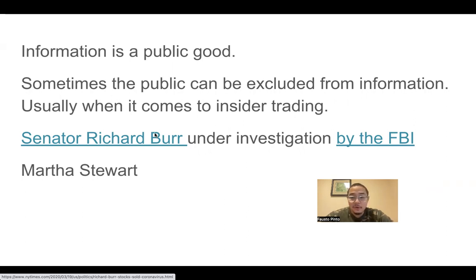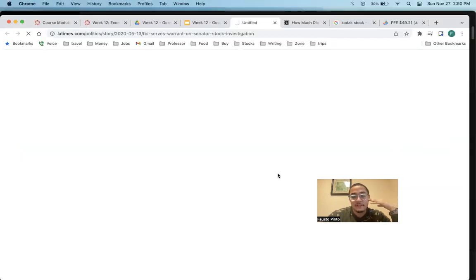So behind closed doors, well, in public, Donald Trump and Congress people were saying it's not that bad, but behind closed doors, they warned each other: this is going to hit the economy bad. The stocks are going to go down. Before all that came out, they sold all their stocks, and they saved millions of dollars. So he's being investigated by the FBI for the insider trading.